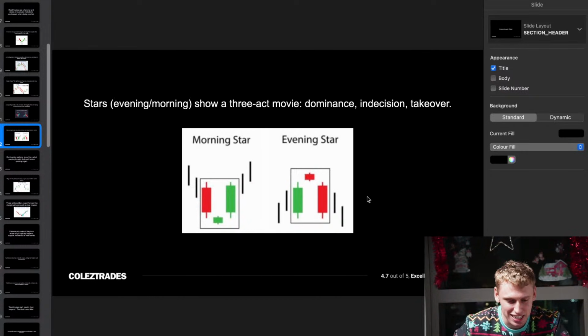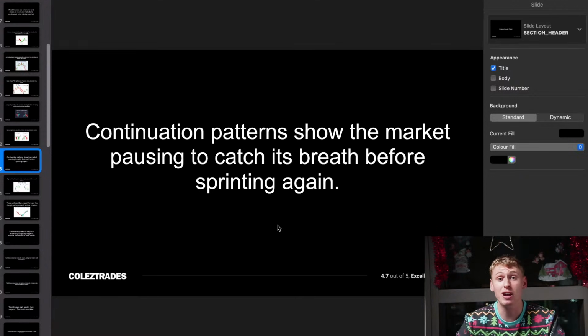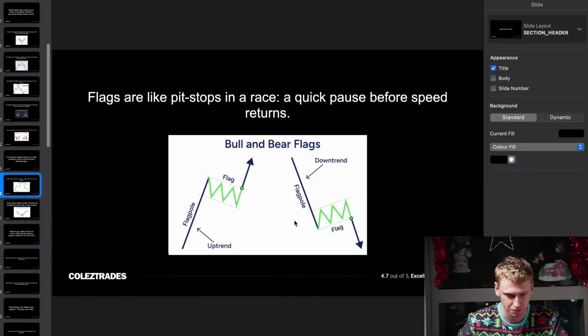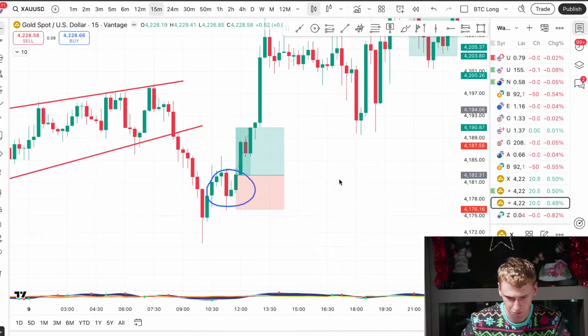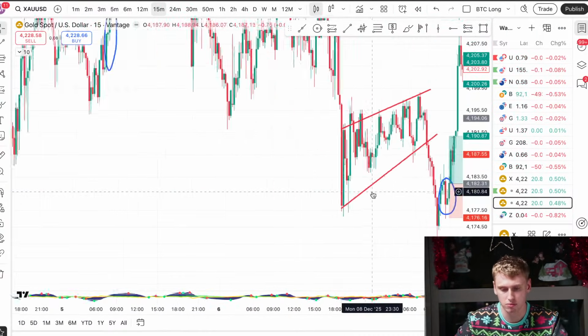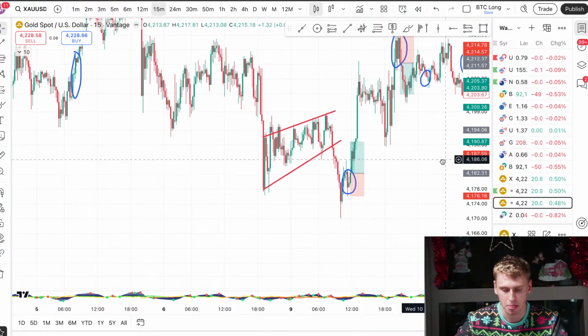Okay, let's continue into the next section. Continuation patterns show the market pausing to catch its breath before sprinting again. Flags are like pit stops in a race. A quick pause before the speed returns. Now, I use these all of the time. They're very, very strong if you can line up with confluence as well. Very strong. Great example is just the next one on the chart.